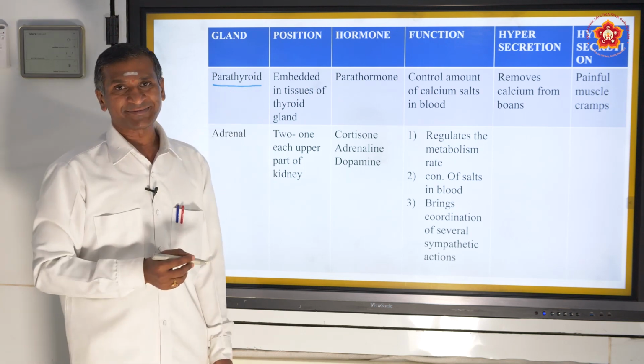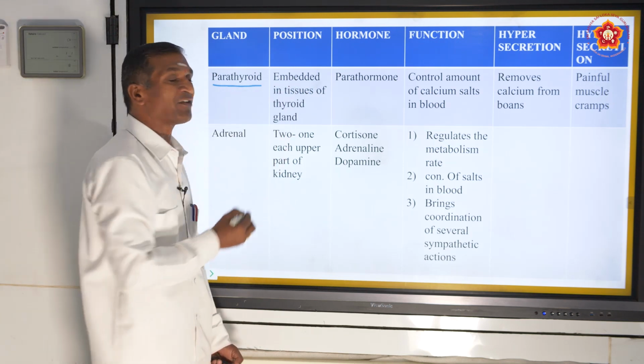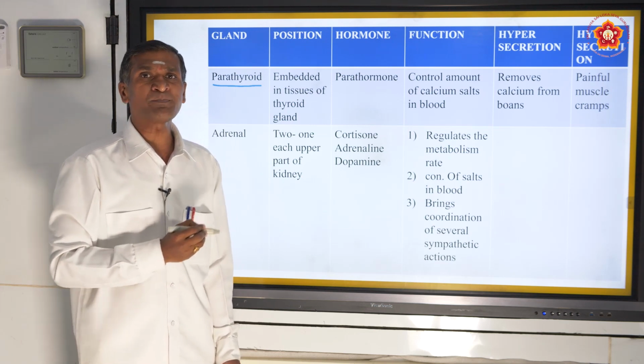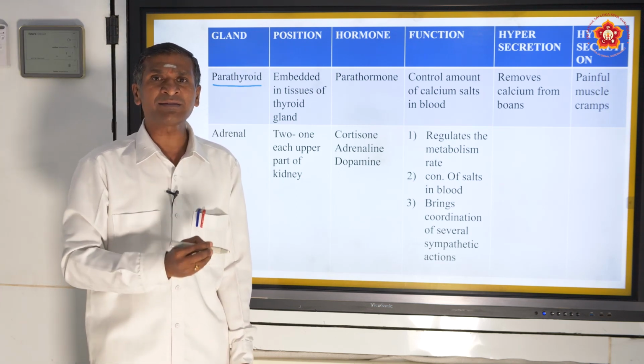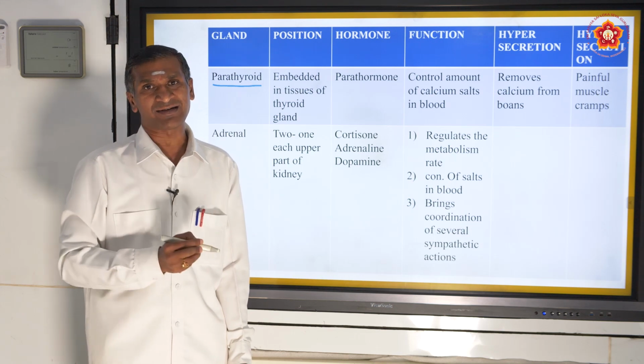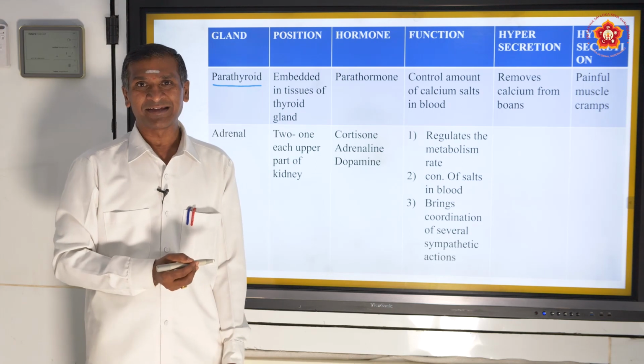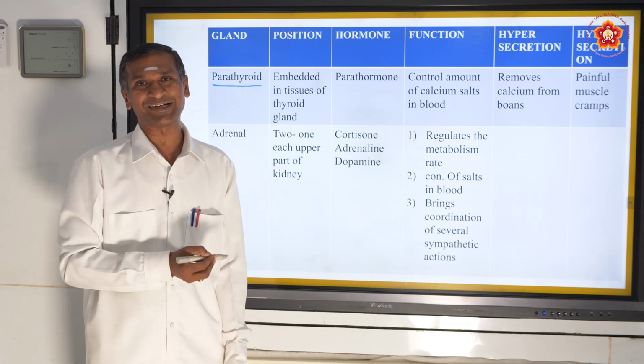Parathyroid gland, embedded, found within the thyroid gland. A simple question: a gland that is embedded in another gland. Very simple. Parathyroid gland. It is found inside the thyroid gland.